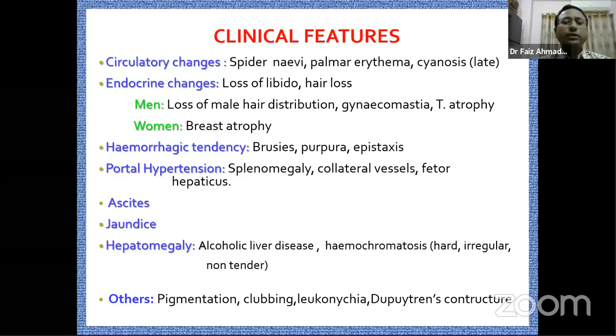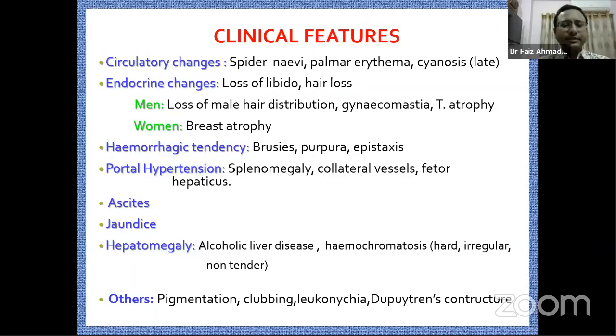The patient can have signs of portal hypertension like splenomegaly. This is a very important clinical sign of cirrhosis of liver. The spleen gets enlarged. So splenomegaly, different collateral vessels over the abdomen, and fetor hepaticus, which is a very characteristic finding of decompensated cirrhosis. That is, the patient's breath has a characteristic smell, sometimes a bit sweetish, and some say there is a slightly fecal smell in the breath, and this occurs due to acetone or ketones in the alveolar air of these cirrhotic patients.